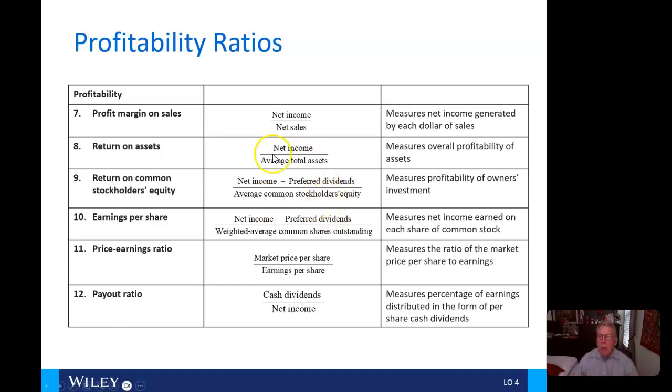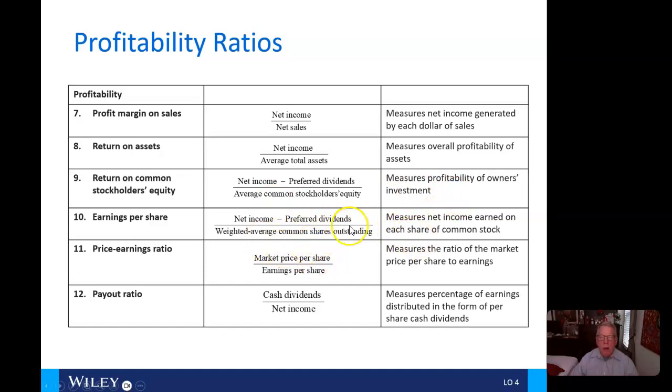And our profitability ratios here, profit margin on sales measures net income generated by each dollar of sales. Return on assets, that's going to measure the overall profitability of our assets. Return on common stockholders' equity, notice they've subtracted out preferred stock dividends here because that is not available to our owners, the stockholders. Okay, it's going to measure the profitability of the owner's investments.